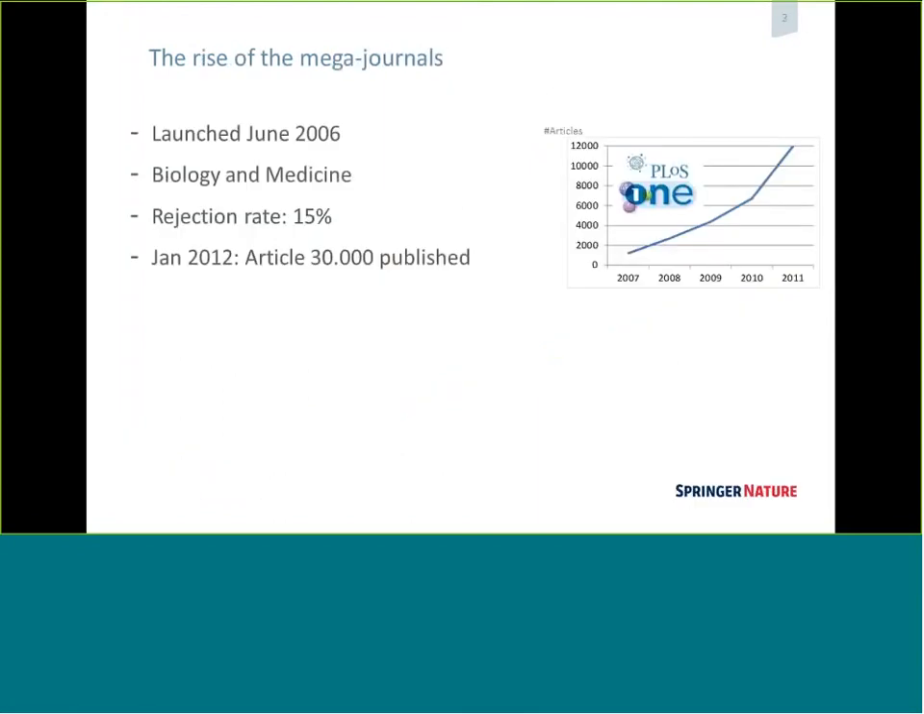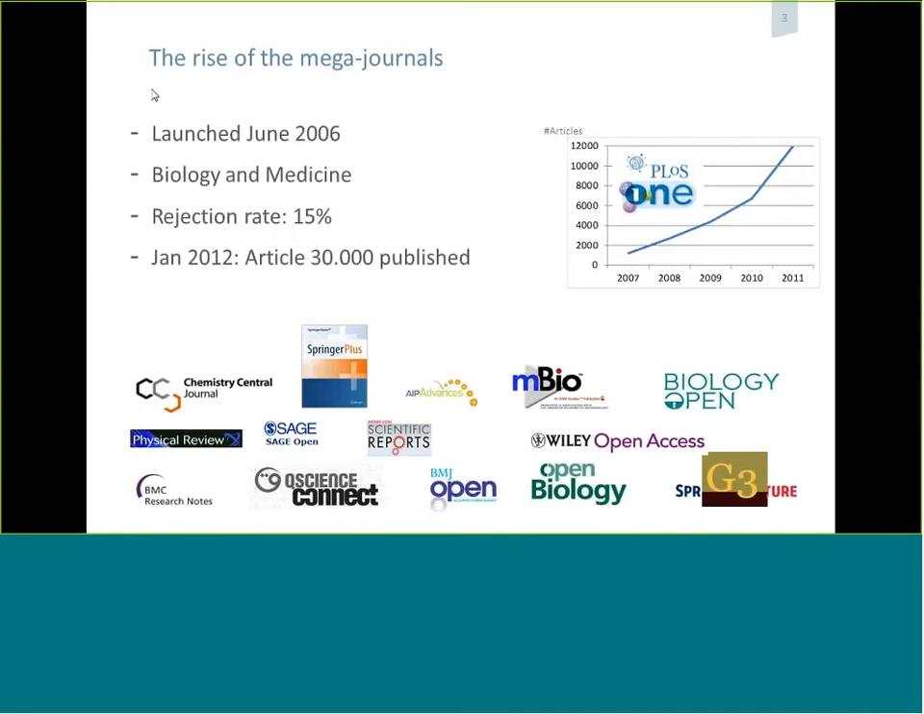I think one of the places where this all started is with the rise of the mega journals. Actually 10 years ago, I just noticed, PLOS ONE was started as one of the largest mega journals. And they published a lot of articles, and along came a lot of other mega journals. And all of these journals were interdisciplinary.